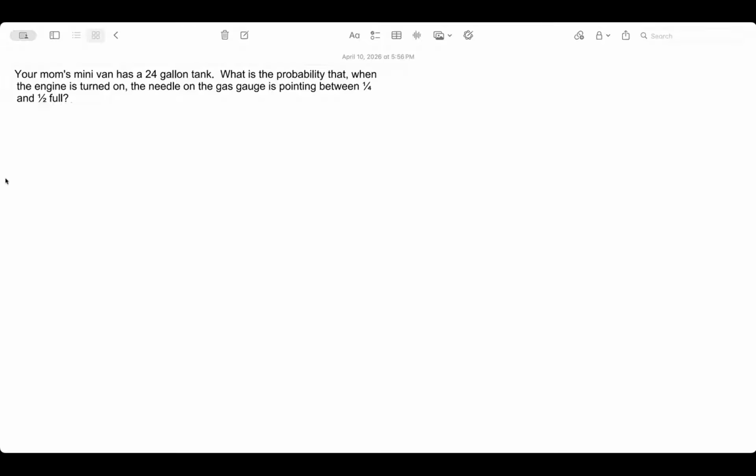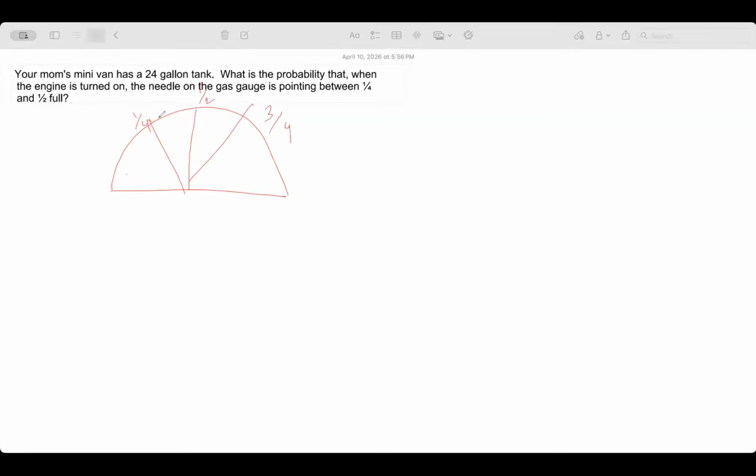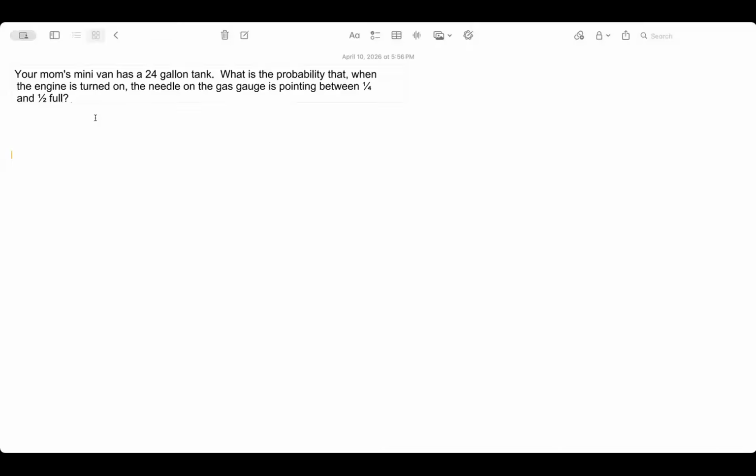So here we go. This is the gas tank, right? This is the 24-gallon gas tank. This is 1/4, this is 1/2, this is 3/4, right? What is the area of this? This is 2 parts, right? Now the favorable area from here to here, so that is 1 out of 4 parts. Can I move on? Okay, now I'm going to mute myself.